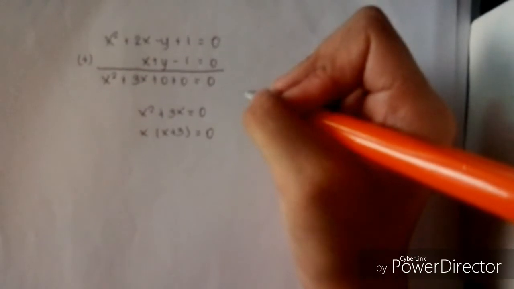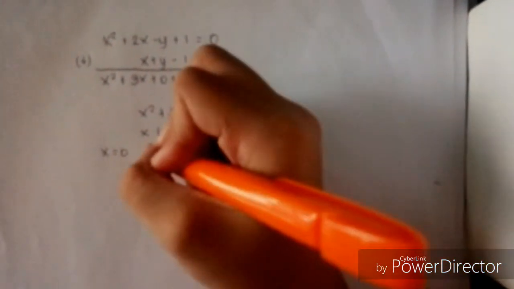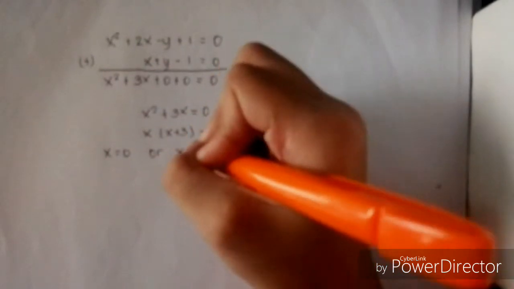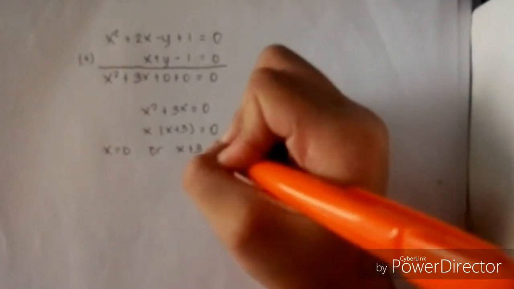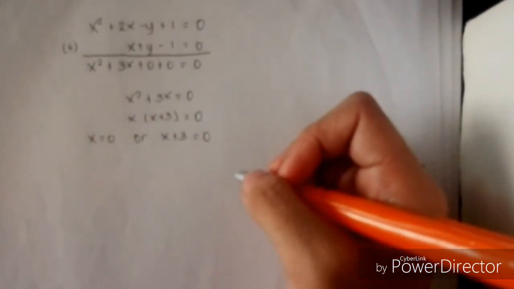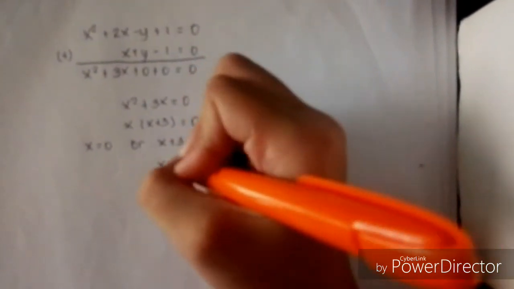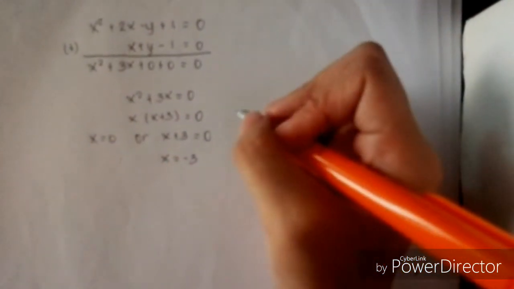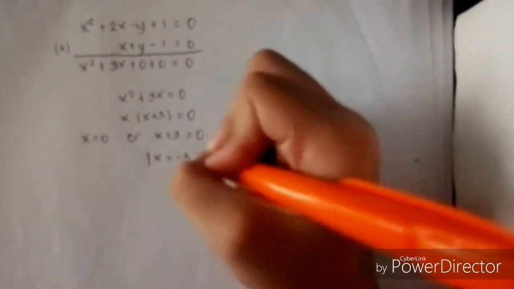We assume that x is equal to 0, or x plus 3 equals 0. So the positive 3 will move to the right side, and it will become x equals negative 3. That is your answer for x.